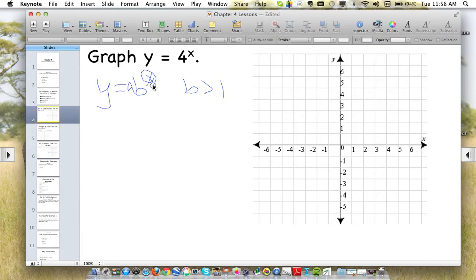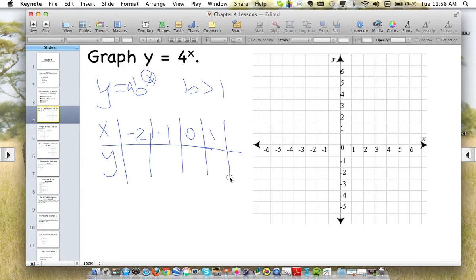When we're graphing a function like this, we graph it the way we do any other function. Make your table of values and plug in the x values to see what the y value would be. Remember that this x value is the exponent. If x is equal to 0, that means 4 to the 0 power. Anything raised to the 0 power is 1, so your y value is equal to 1.